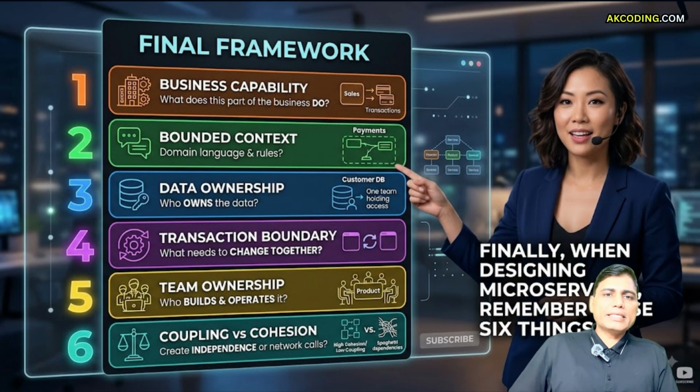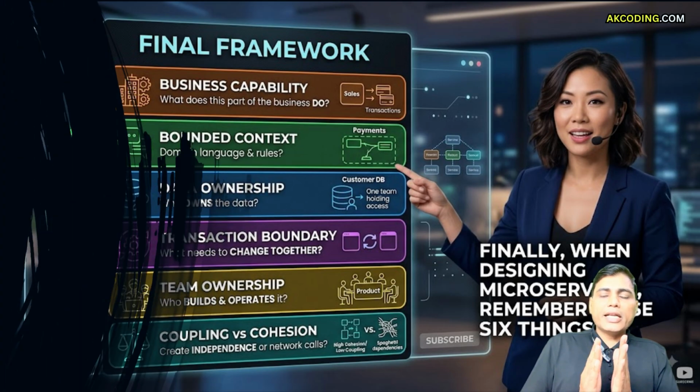So whenever you are designing microservices boundaries, remember these 6 things. Number 1, business capabilities. What does this part of business actually do? Bounded context. Does this domain have its own language and rules? Data ownership. Who owns the data? Transaction boundaries. What needs to be chained together? Team ownership. Who builds and operates it? Coupling and cohesion. Can services be created independently or is it just a network call?